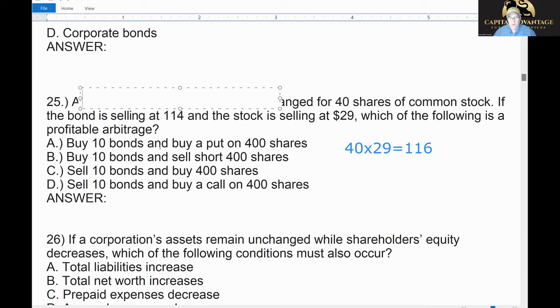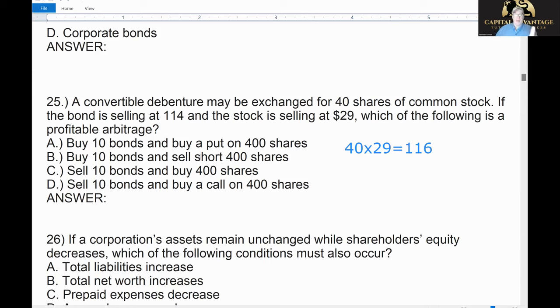What's a profitable arbitrage? Arbitrage is when you do two things at the same time to lock in a gain. So in reality, if I look at this, I can buy the bond for 114, immediately convert it to shares and sell them, and make 20 bucks. The risk is that between me converting it and selling the shares, the stock could drop. So I'm going to avoid that risk by doing them both at the same time.